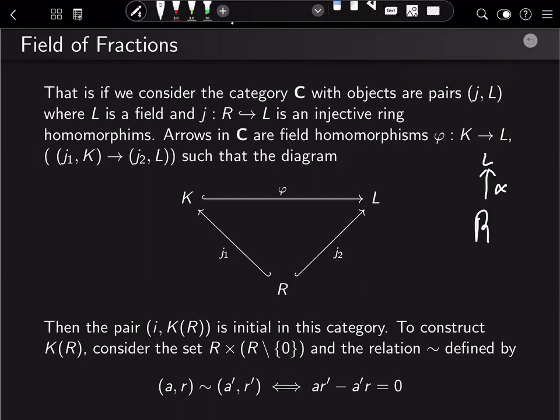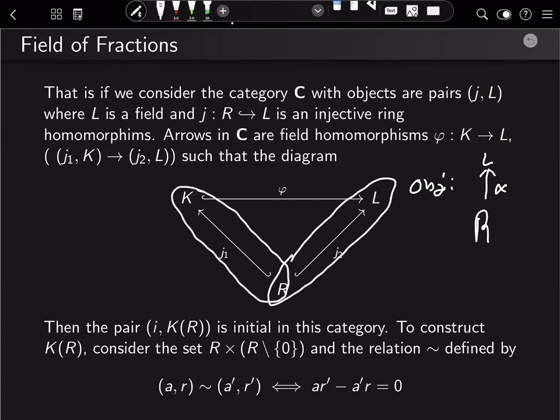So this is an object. And a morphism between two objects is going to be a diagram. So we have one object here, and this is another object, and a morphism between these objects is a field homomorphism, phi, such that the diagram commutes. So that, of course, means that we have phi composed with J1 equal to J2. And those are the morphisms.